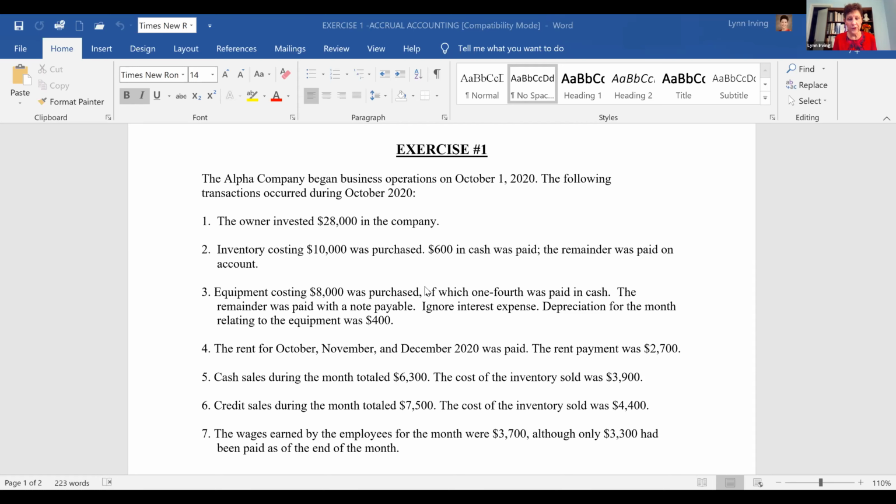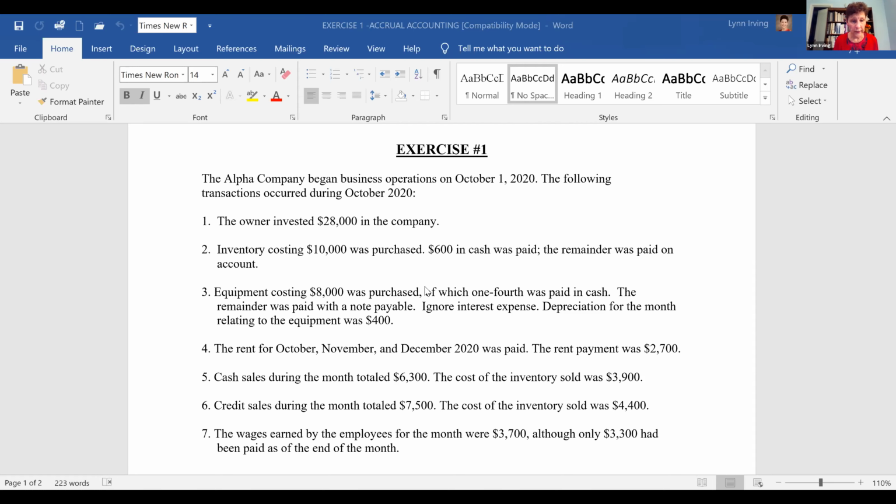Now I get to number 5, and I have cash sales during the month. And that's $6,300. So that's great. That means I sold inventory and I received all $6,300 in cash at the same time. However, the cost of those inventory items that I sold was $3,900. So for my gross profit, remember I talked about gross profit, I would take the $6,300 and subtract the $3,900 and I would have $2,400 gross profit.